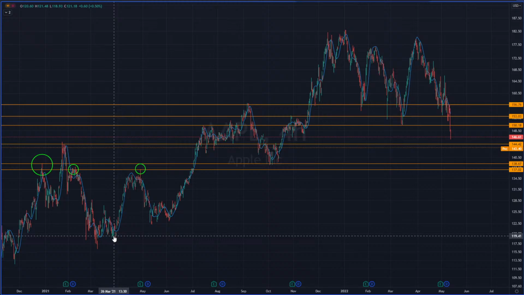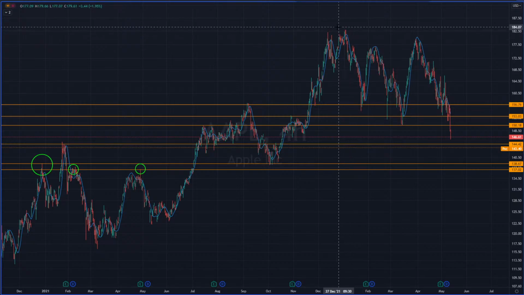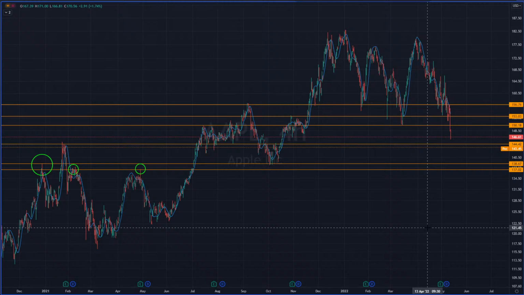A lot of people were talking about Apple all the way up here at 177, 180, 182, and not thinking it was ever going to be all the way back down here at 143 like it is right now in pre-market. But alas, here we are.